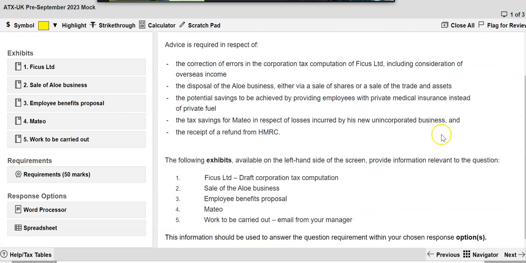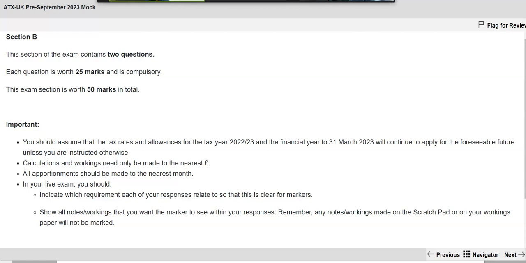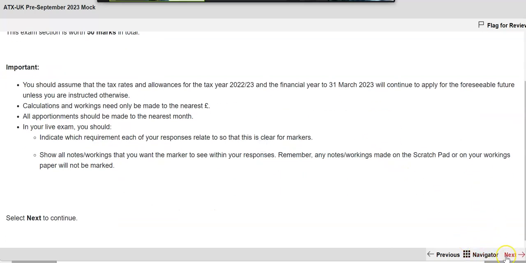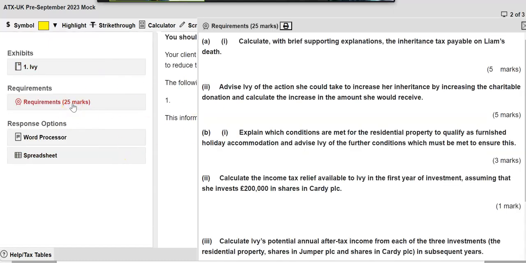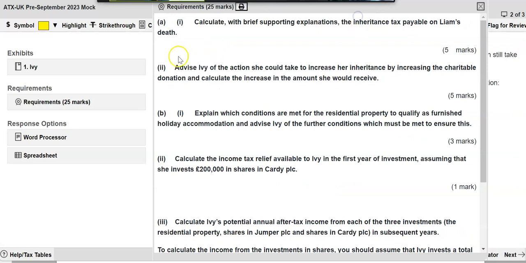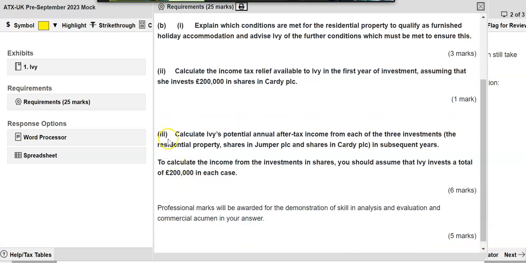So let's close all of it and move to the next one. Okay, so that's the indication. Yes, here we are. So this is a requirement. Requirement A, calculate. Requirement B, advise. Requirement C, explain. B1, explain. Requirement B2, calculate. B3 is rather calculate.